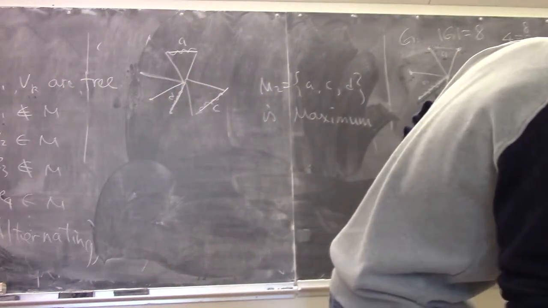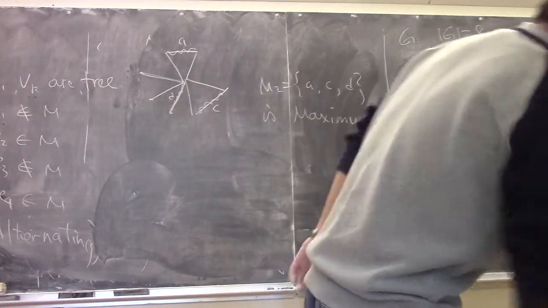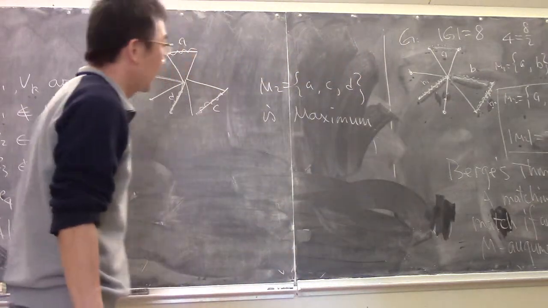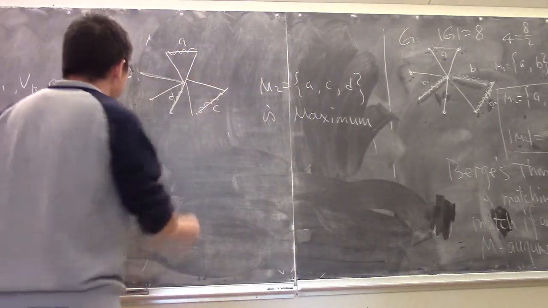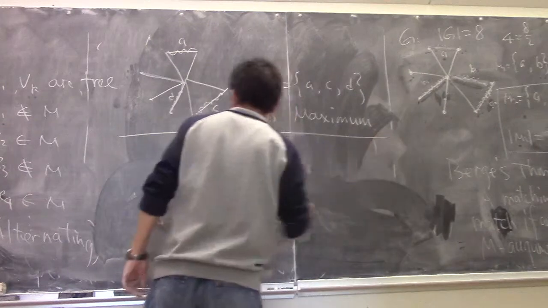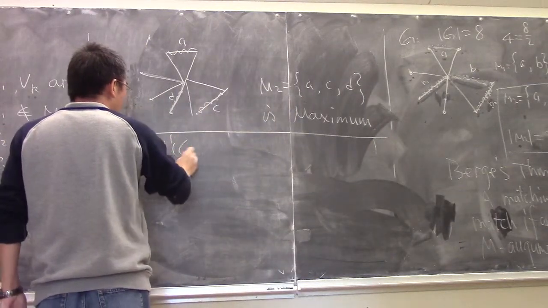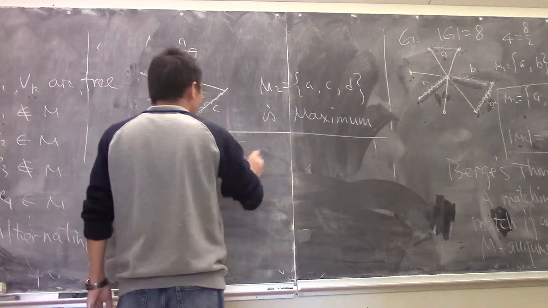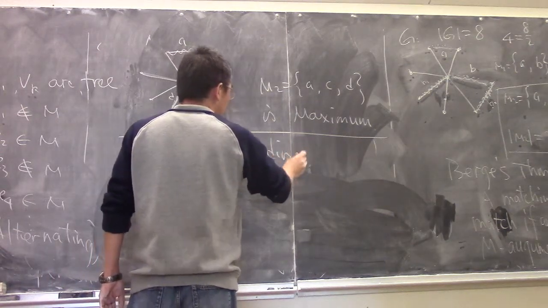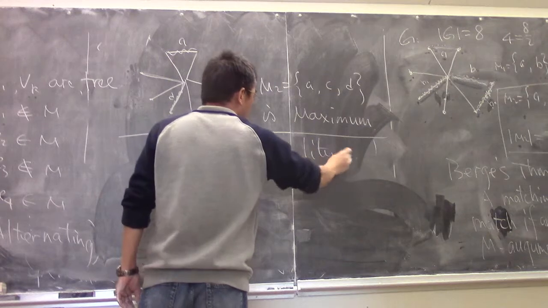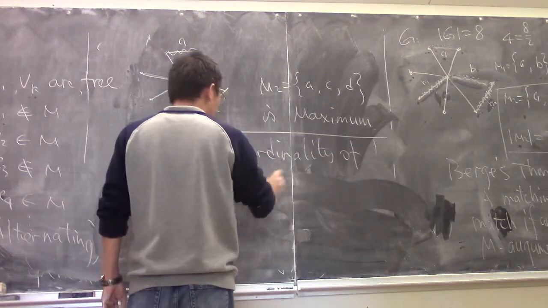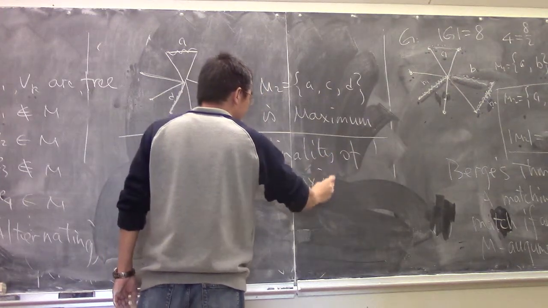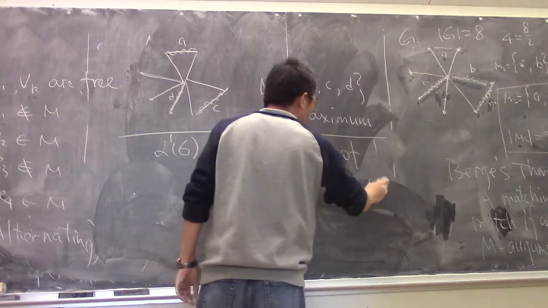Okay, so now let's come back and discuss a little bit more on this alpha prime of G. So this is equal to the cardinality of the maximum matching.